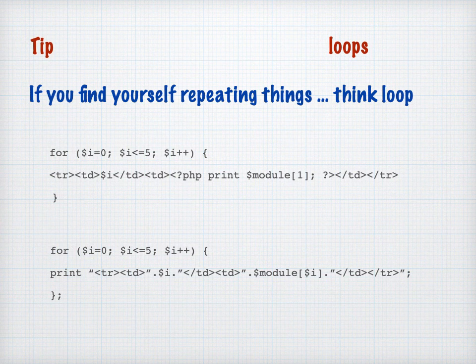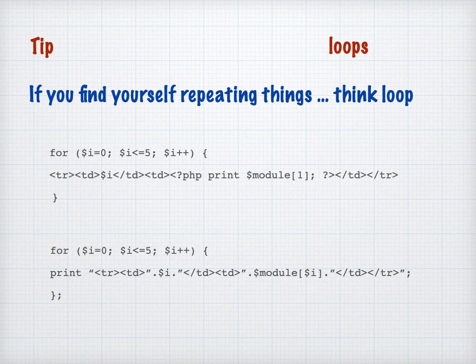So I've had to go through it. What I've done is I've taken the bits that were HTML and I've turned them into a valid PHP string. So I put the print statement in, and then I just work my way along. So the trtd, that's HTML, so I wrap it up as a string. Then I'm going to print I, then I'm going to print a closing TD tag and an opening TD tag. Then I'm going to print the module, and then I'm going to finish the line off by printing another string.